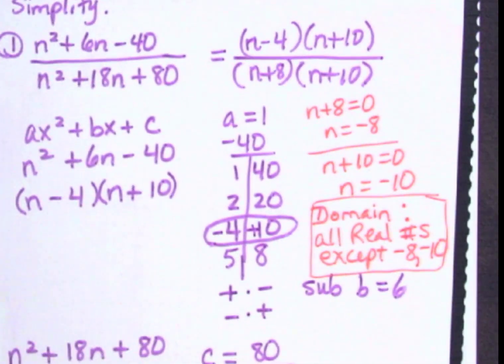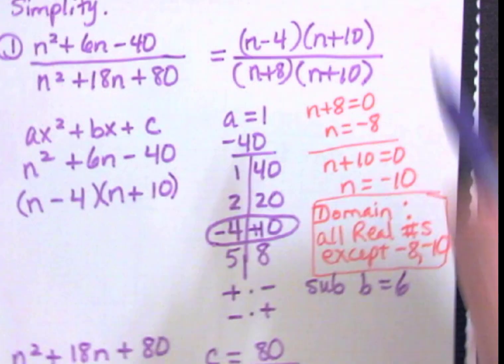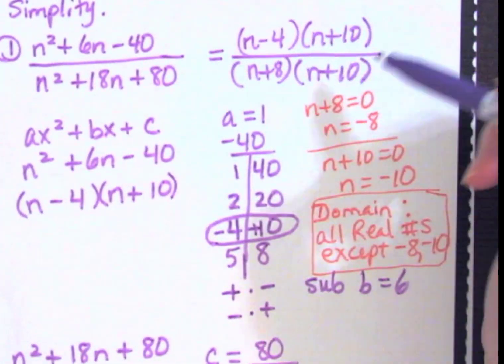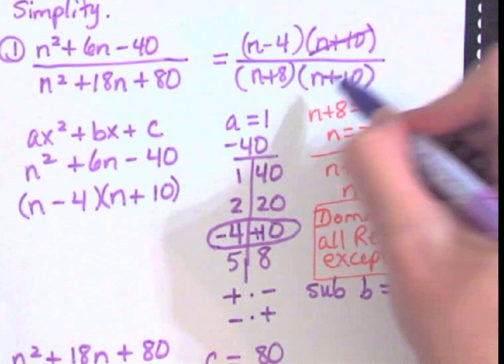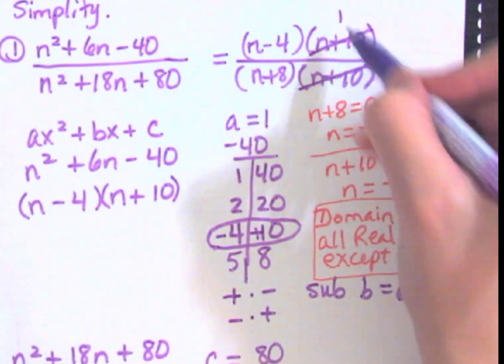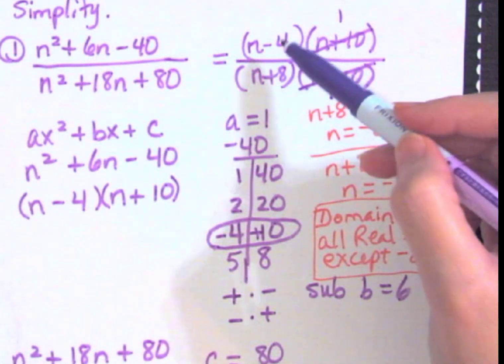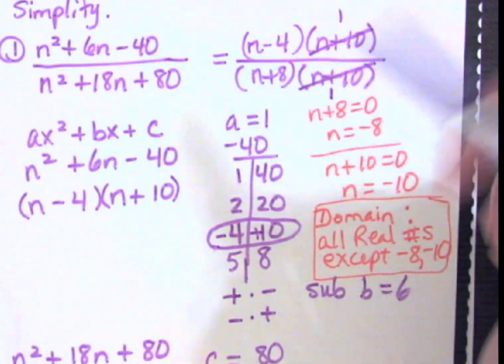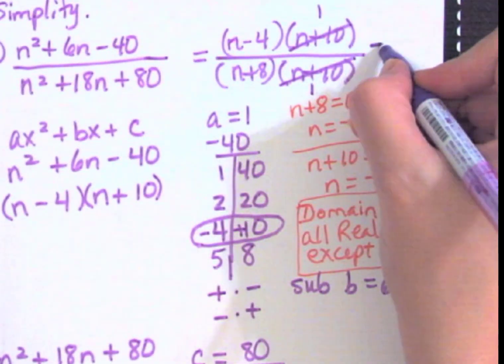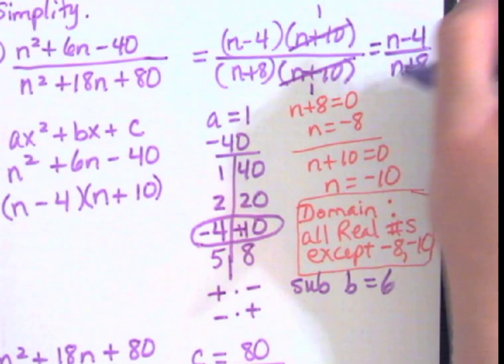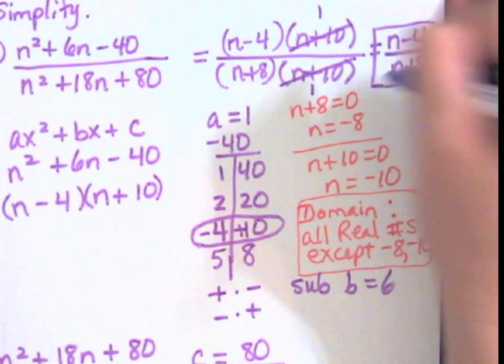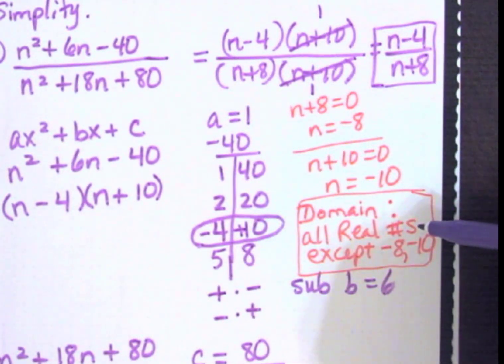Okay, so we factored, now we've identified the domain, now we cancel any common factors. I see n plus 10, those are identical, so I can cancel out the whole factor. And that leaves me with n minus 4 over n plus 8, and that is my final answer. So this is the simplified rational expression, and then this is my domain.